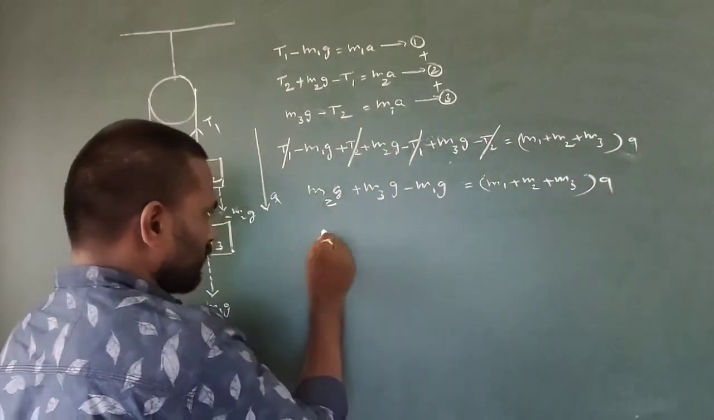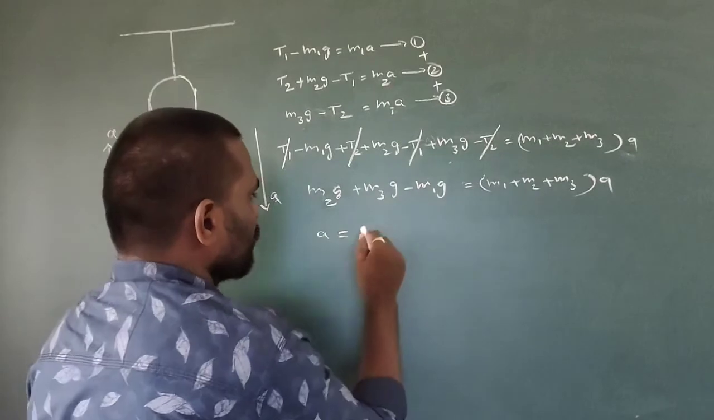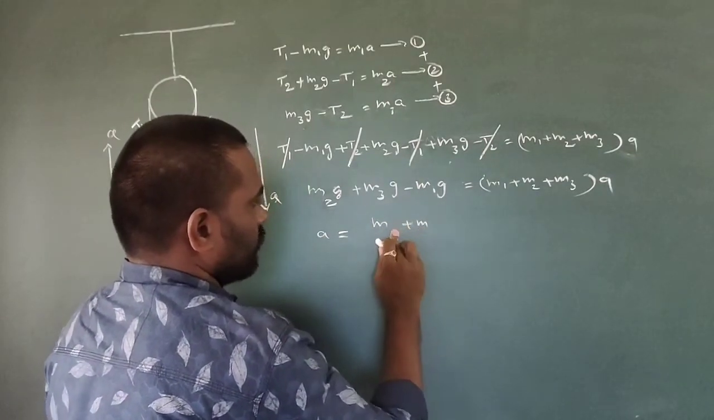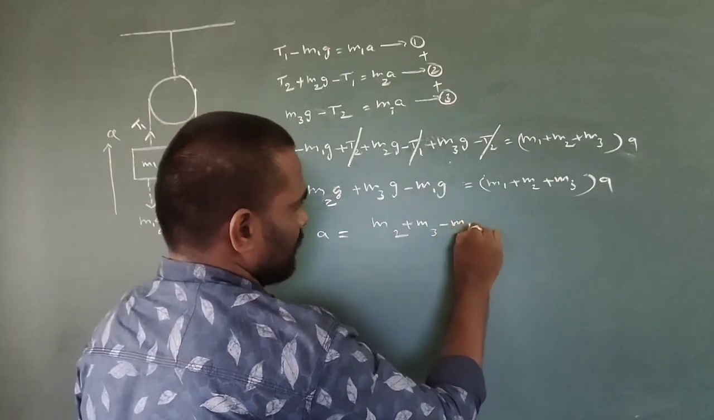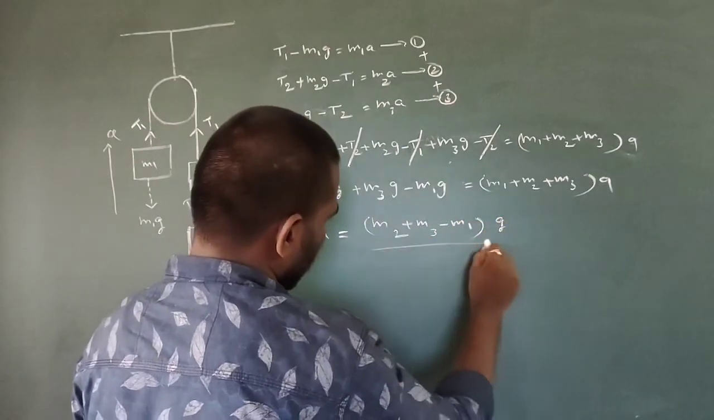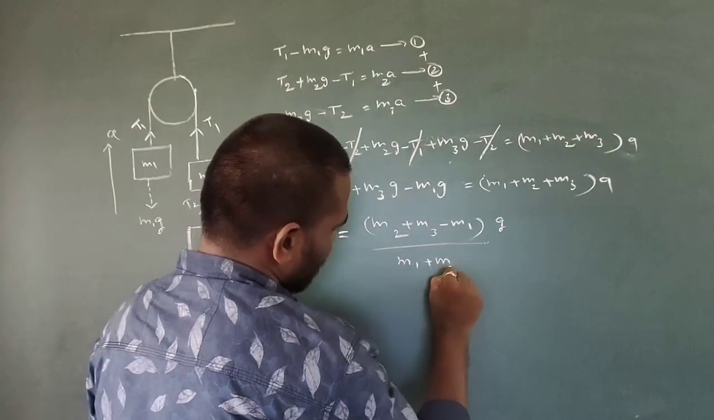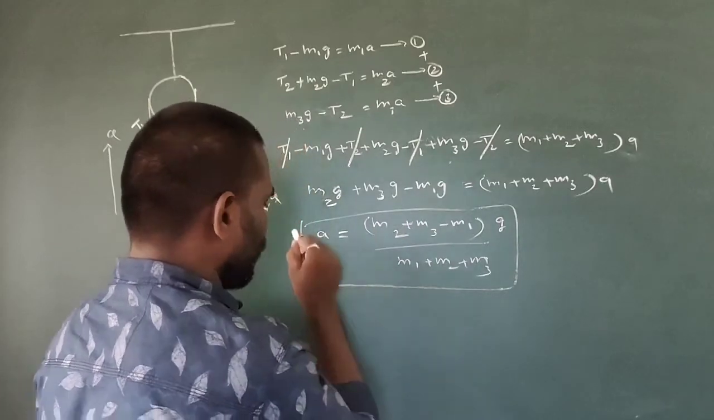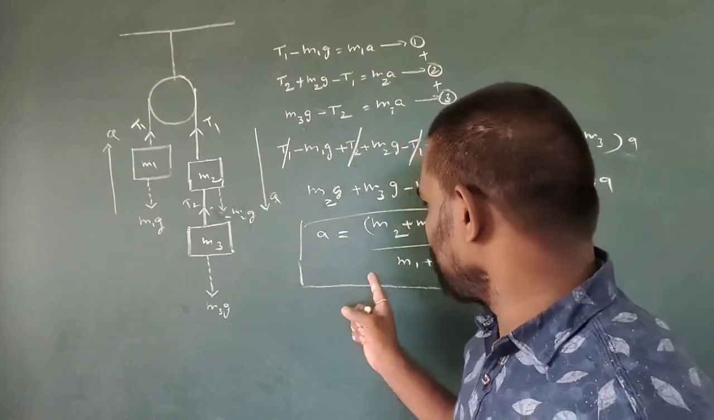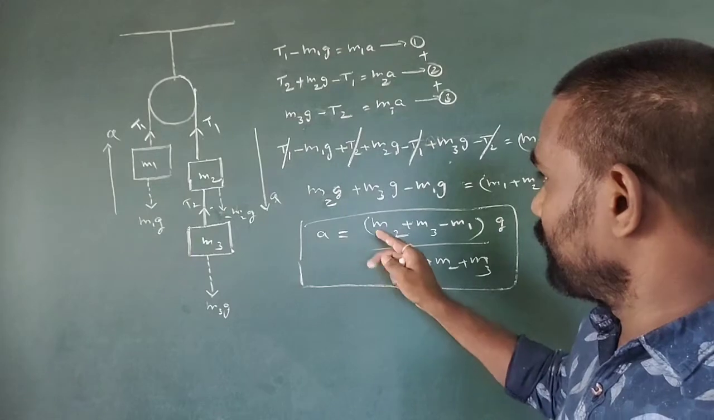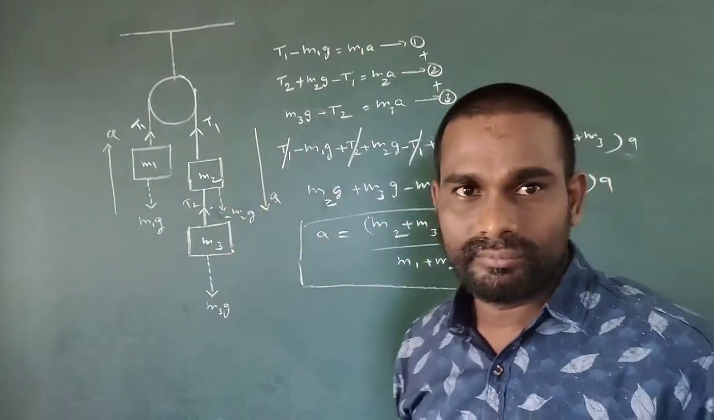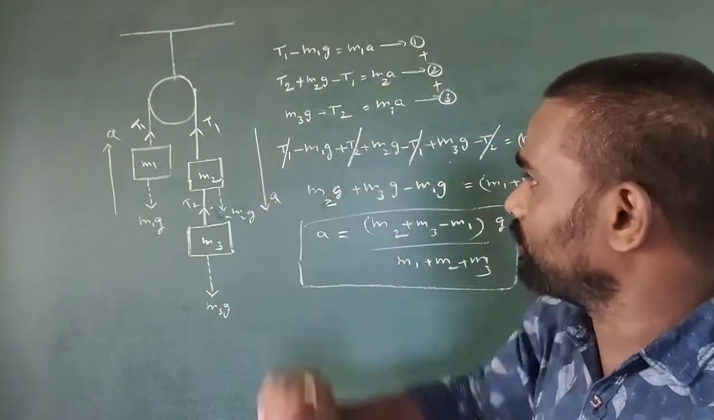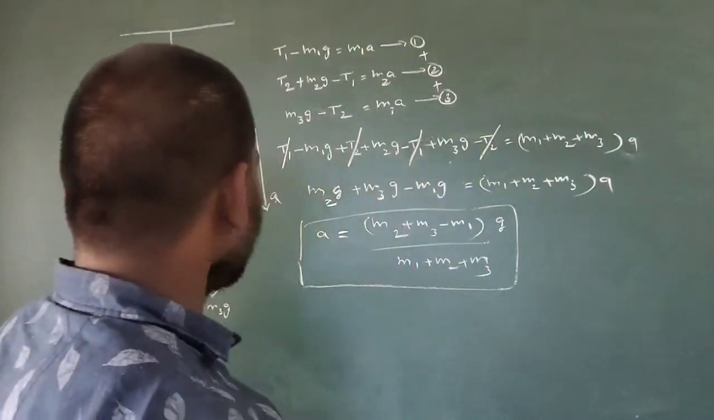Then finally the acceleration a is equal to (m2 plus m3 minus m1) into g by (m1 plus m2 plus m3). This is the acceleration of the bodies. Substituting this acceleration in any equation, we will get T1, and substituting the acceleration in the third equation we will get T2. Okay, is everything understood?